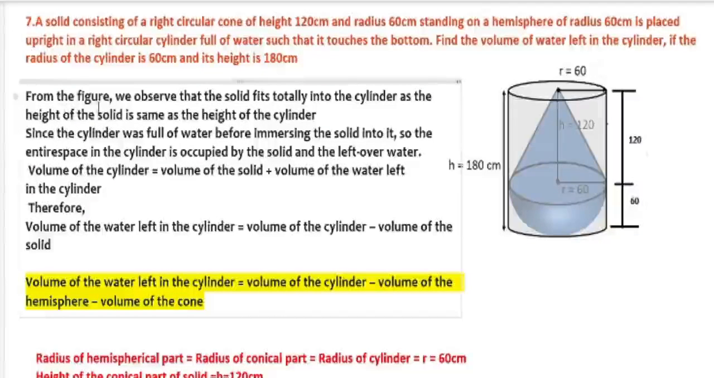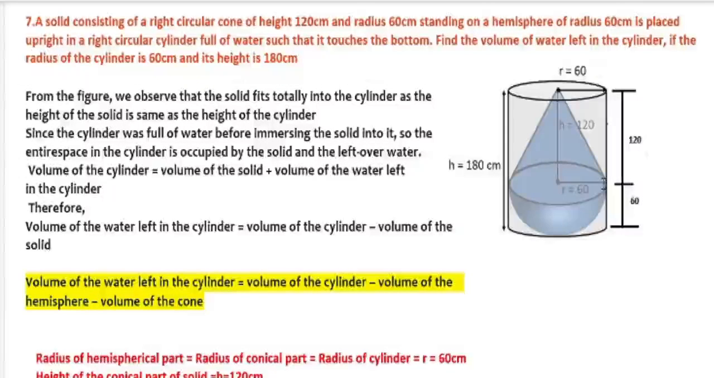Now we can write from the figure. We observe that the solid fits totally into the cylinder as the height of the solid is same as the height of this cylinder. Here you can see the height of the solid 120 plus 60, that is 180, and height of the cylinder also 180. That means this solid is completely fit inside this cylinder. Since the cylinder was full of water before immersing the solid into it, the entire space in the cylinder is occupied by the solid and the leftover water.